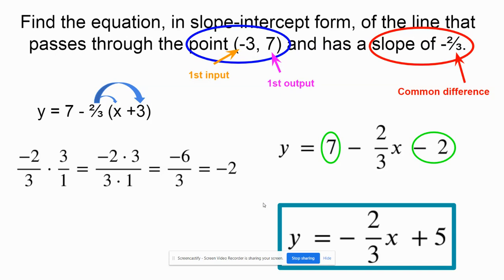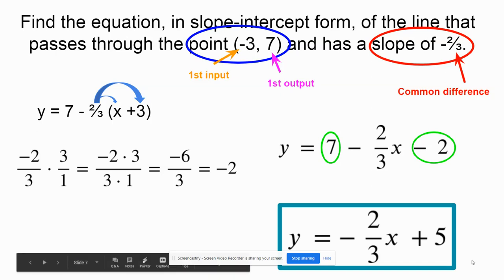And so this is my simplified slope-intercept form equation.